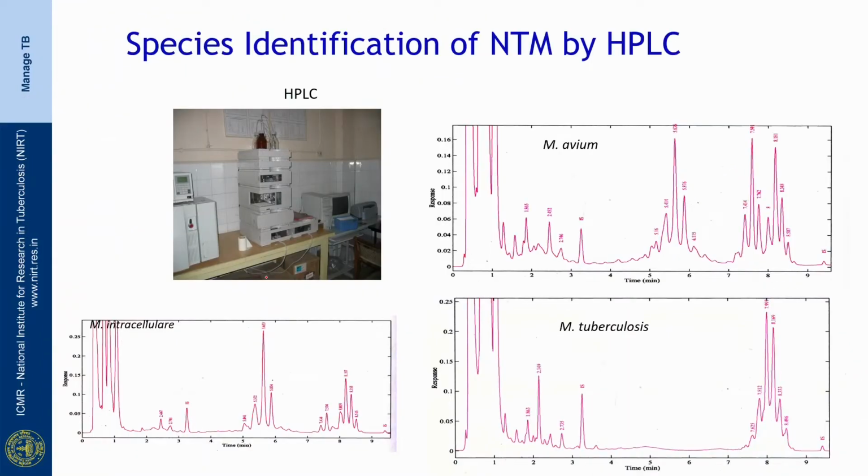Now, the other method of identification at species level for Mycobacterium is high performance liquid chromatography, wherein we extract the mycolic acid which is present on the cell wall of Mycobacterium, and this is subjected to high performance liquid chromatography, and we get peaks, as you see here, pink peaks are seen, and each organism has a peculiar signature of peaks, and this is identified based on those peculiar peaks at peculiar time points.